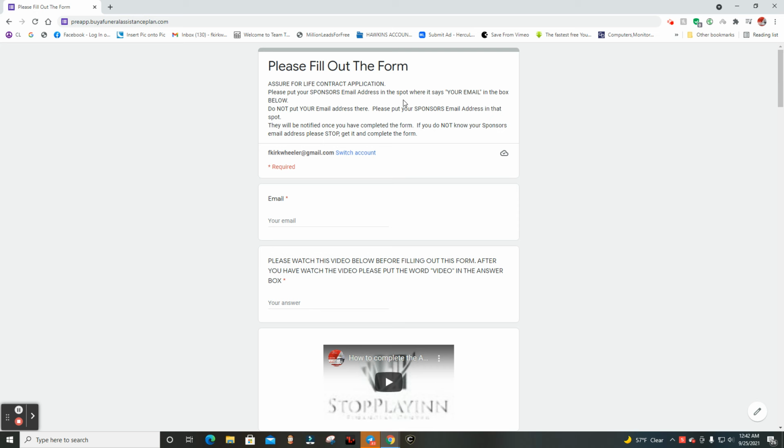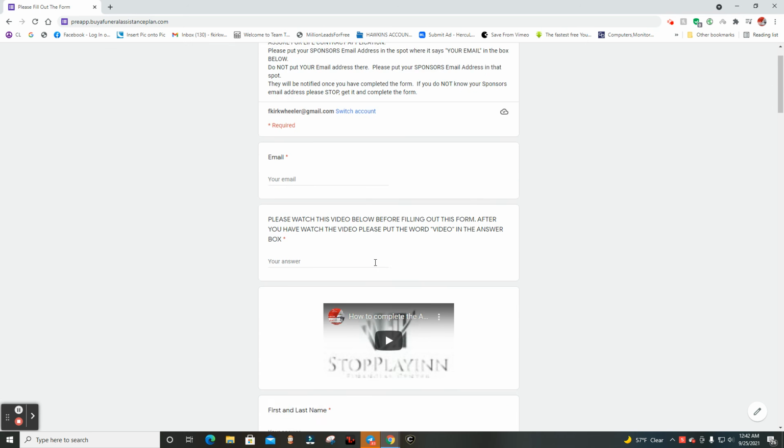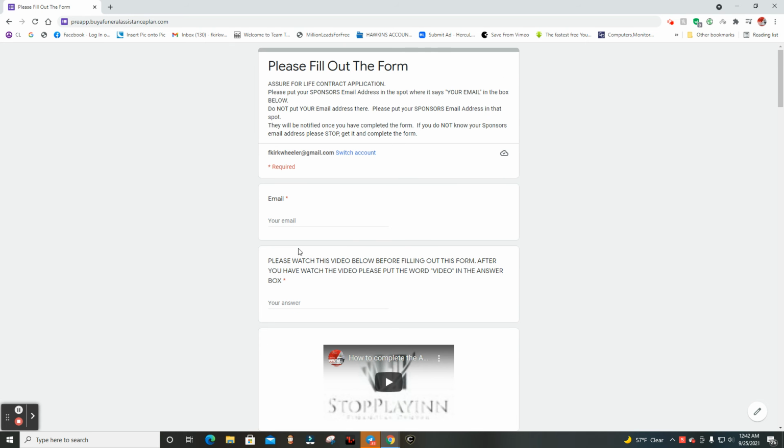So before you send your prospect this form, you want to make sure you give them your email address and tell them to put it in the first email spot. Very important. When they fill this form out completely, you will get notified of the form. You will get all the information.